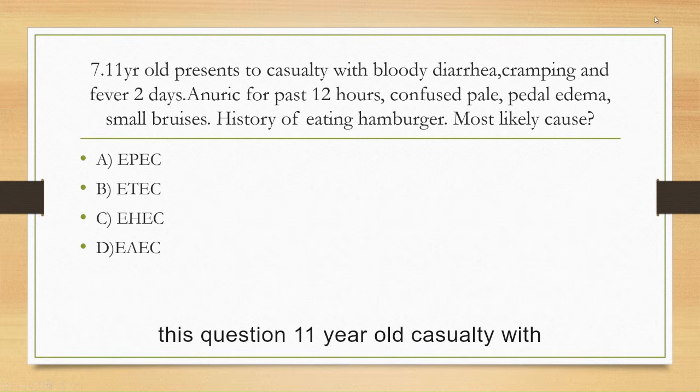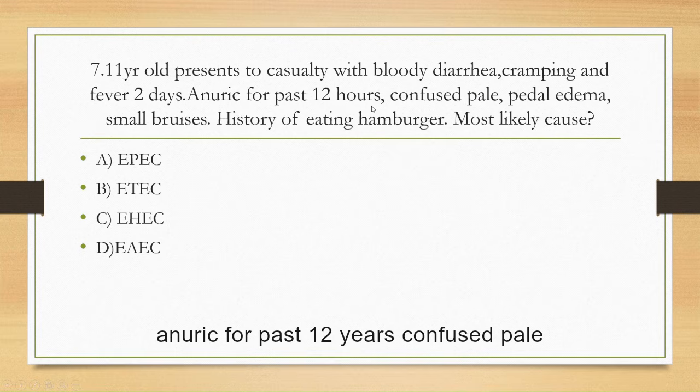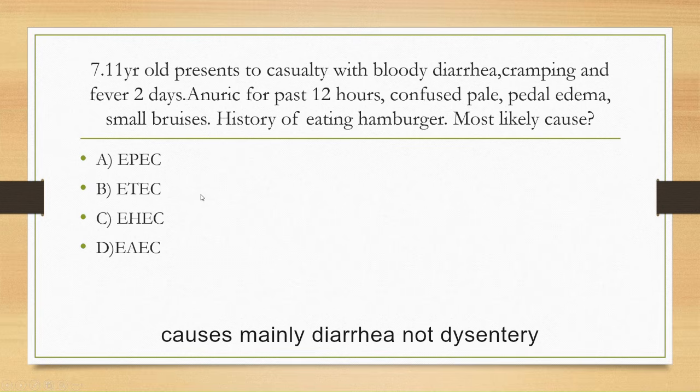Again, there are some clues in this question. An 11-year-old in casualty with bloody diarrhea, cramping, and fever. Anuric for the past 12 years, confused, pale, pedal edema, and hamburger. That is another clue. So obviously it's dysentery, not diarrhea. ETEC gets excluded. ETEC causes mainly diarrhea, not dysentery.